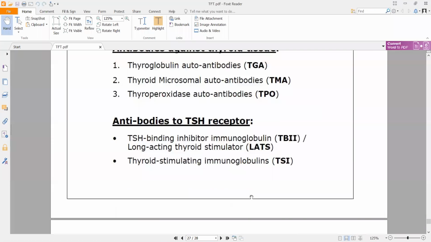And then you will also measure TSH receptor antibodies, if there is something binding to the TSH receptor and causing problems, something like long-acting thyroid stimulator. So even if I told you there is a type of hyperthyroidism where even the TSH levels are normal, it is because there is an antibody mimicking the function of TSH.